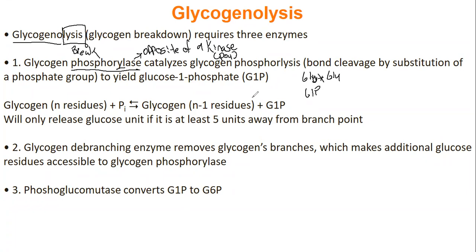Here is the actual chemistry that I was just talking about. Glycogen plus phosphate equals glycogen minus one glucose plus glucose 1-phosphate. The interesting thing about this enzyme is that the glucose must be at least 5 glucose away from the branch point. Let me just go back to this picture on the previous slide.